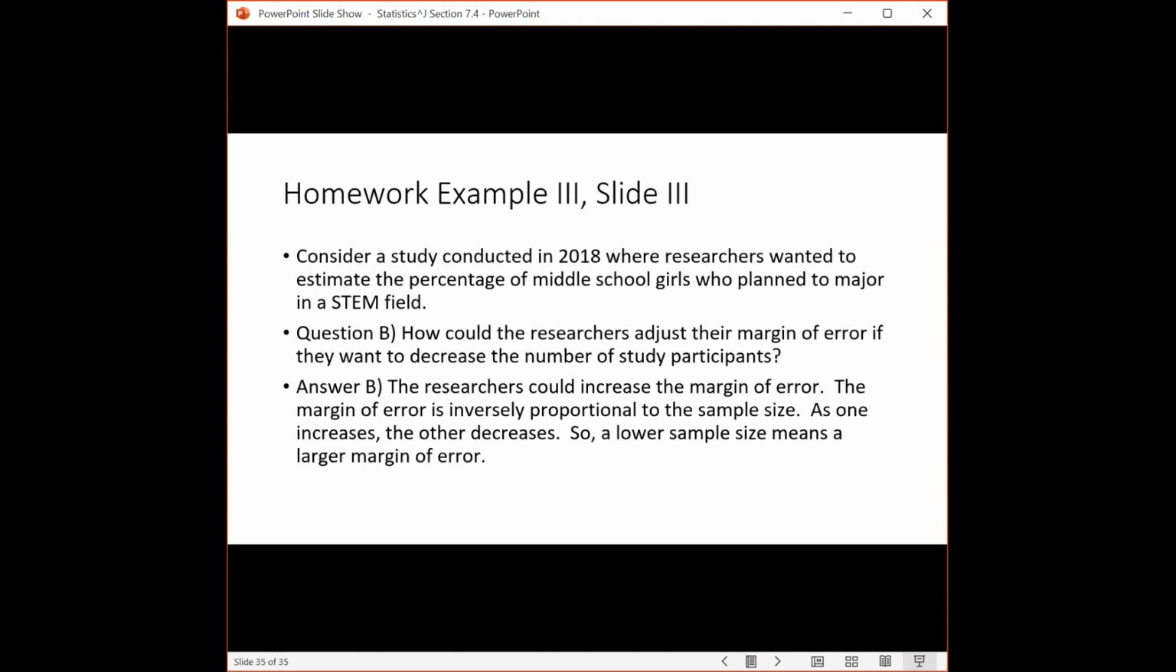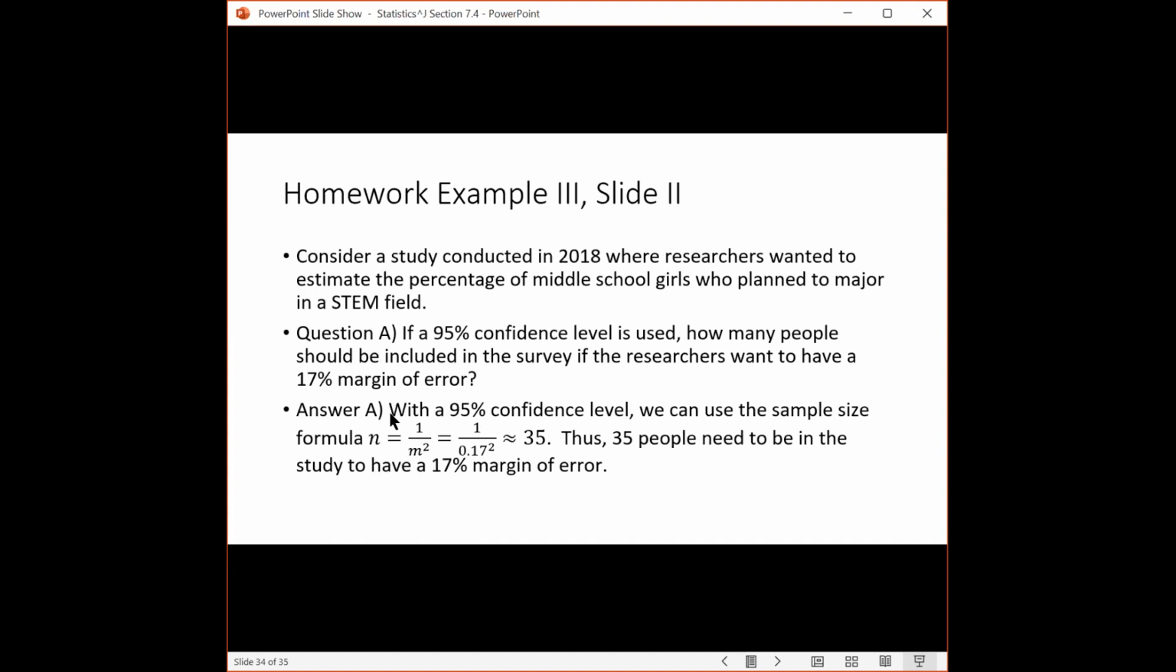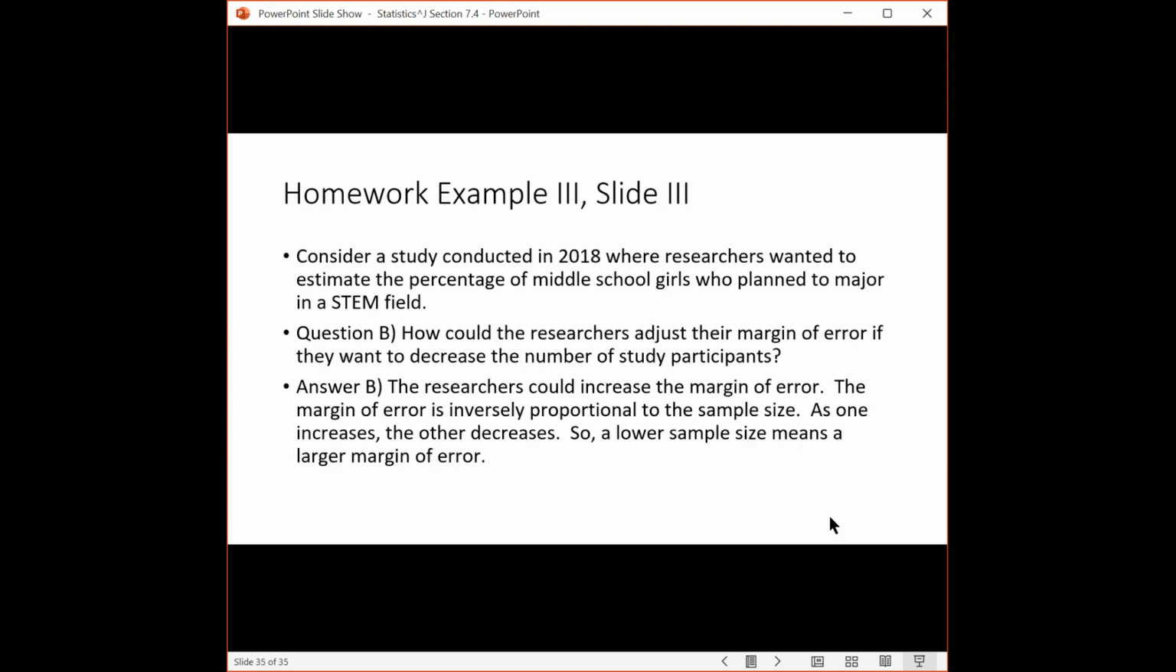How could the researchers adjust their margin of error if they want to decrease the number of study participants? So if they say 35 is too many, then what you'd need to do is increase the margin of error. The two values, the margin of error and the sample size, are said to be inversely proportional. That's what this type of formula means. So if you've got 1 equals 1 over the other, that means that as one increases, the other decreases. If the margin of error goes up, then the sample size has to go down. If the margin of error goes down, then the sample size has to go up. All right, and so if we want to have fewer participants, that's going to mean a bigger margin of error.